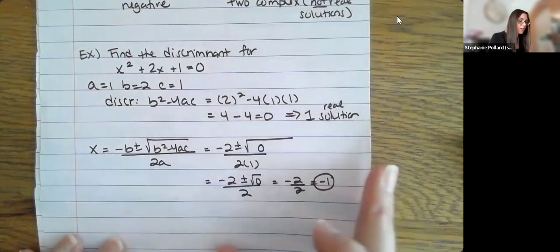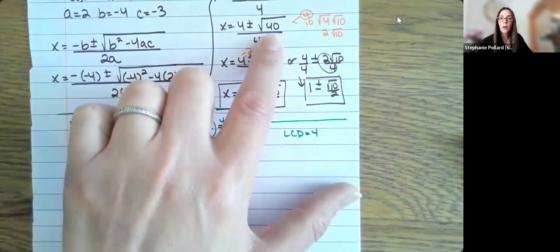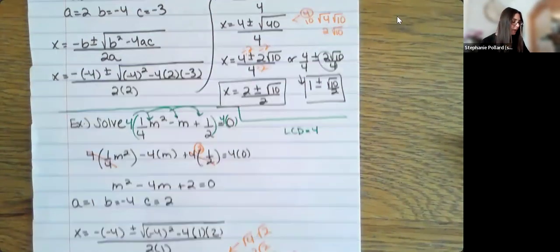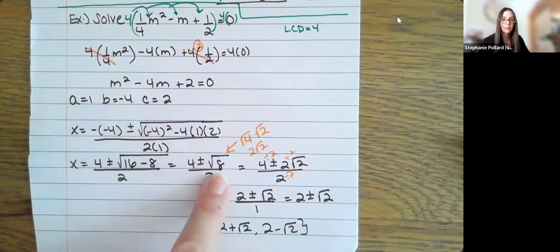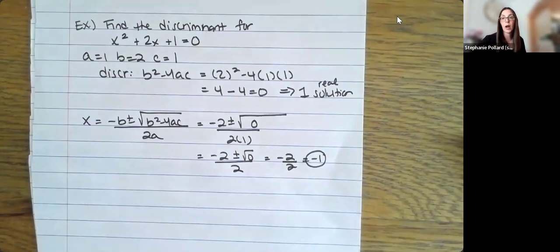As the other examples we saw, if we go back through our notes a little bit, here the discriminant was 40, which is positive, and you can see I had two answers because of that plus or minus. Or down here, my discriminant was 8, or I can simplify more, but 8. And then again, I had two answers. So that discriminant really tells us a lot about these problems.